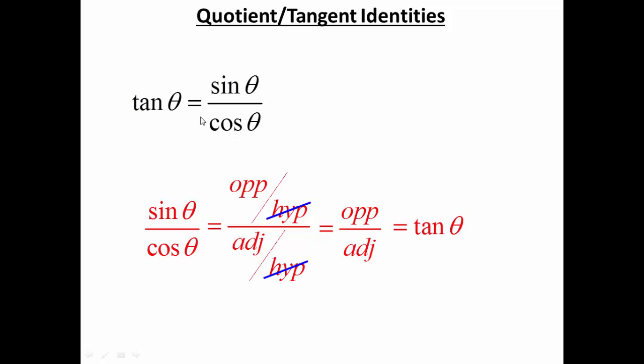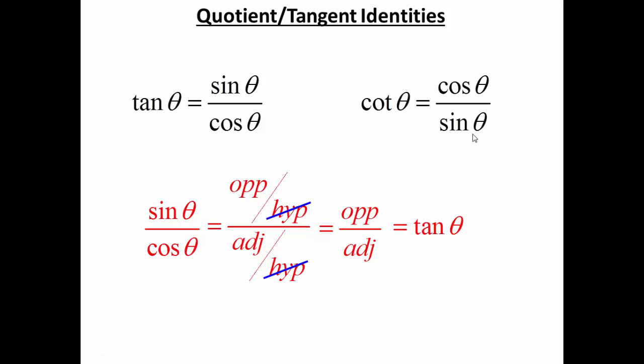There is our first tangent identity, or quotient identity if you want to call it. Of course, we call it a quotient identity because it's a quotient. Tangent can be replaced with sine over cosine. And for that matter, since tangent and cotangent are reciprocals of each other, looking back at the previous set of identities, if tangent is sine over cosine, then cotangent must be cosine over sine. Tangent and cotangent are reciprocals, so simply take their rules and flip them over. So here are your 2 tangent identities.